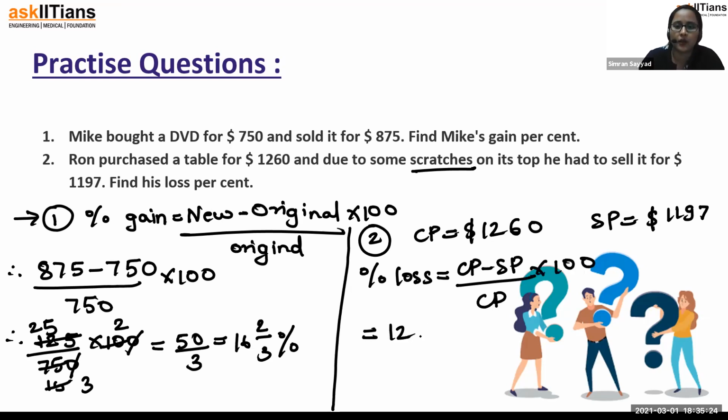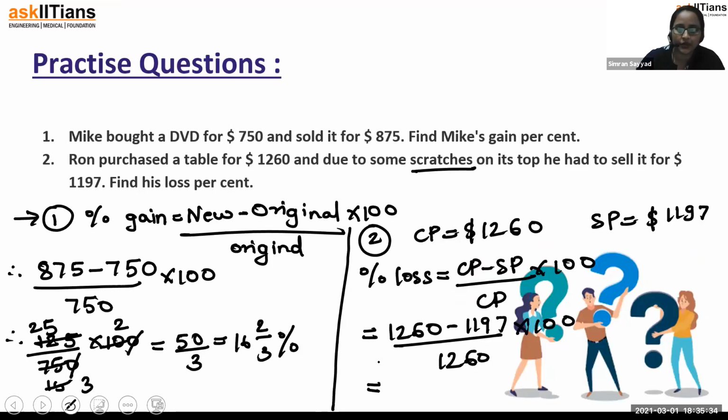If you put the values, 1260 minus 1197 upon 1260 into 100. This is a little calculative, and if you calculate, you get the exact value, which is nothing but 5%. Okay, understood, dear students, how it goes?